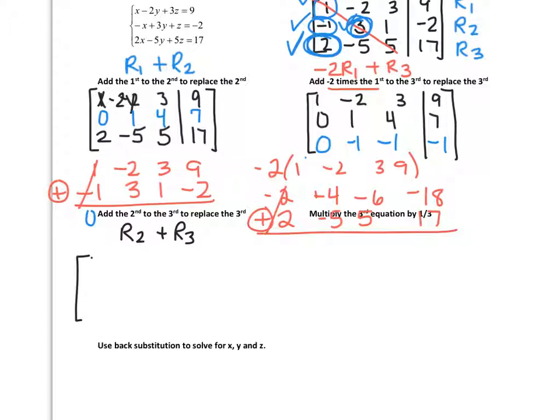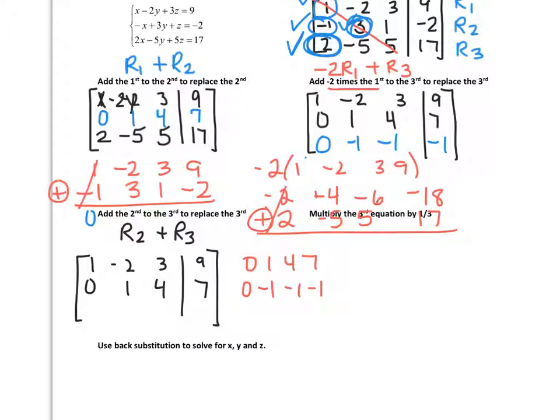So we're going to keep the first equation. We're going to keep the second equation. And now we're going to add the second and the third together to replace the third equation. So here's my second and here's my third. So I'm going to do the work over here. My second is 0, 1, 4, 7. My third is 0, negative 1, negative 1, negative 1.